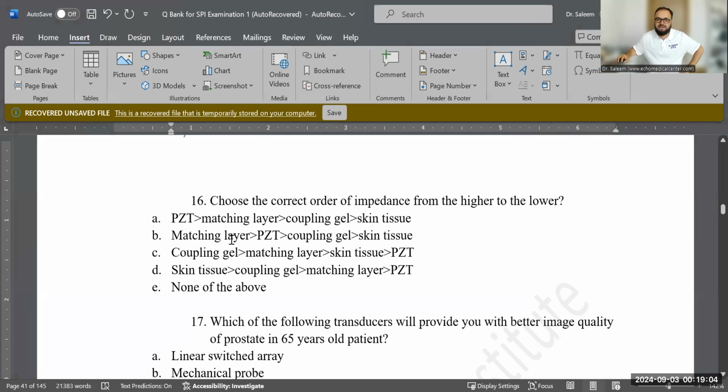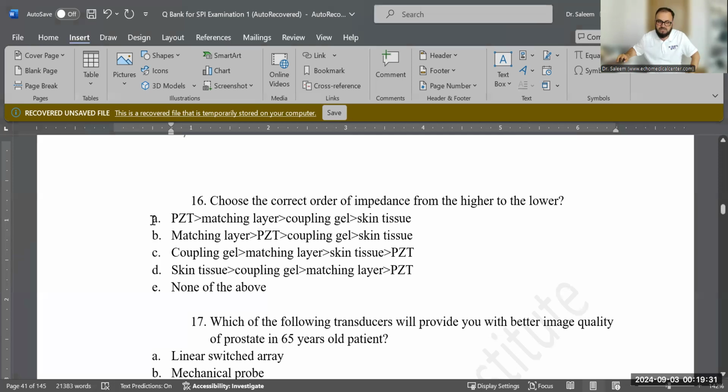Is it matching layer and then PZT, then coupling gel, then the skin tissue? Is it coupling gel, then the matching layer, then the skin tissue, then the PZT, or is it the skin tissue greater than coupling gel, then the matching layer, then the PZT, or none of the above? The question is asking for the impedance, which one has the highest, then after that, and go to the lower. So from high to lower, what is the correct order?